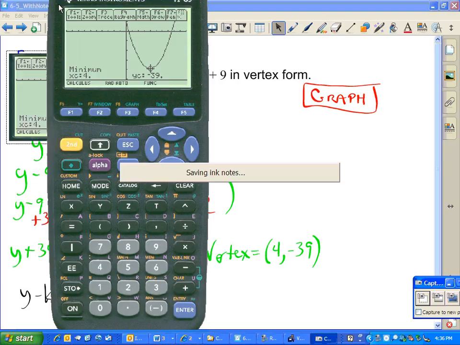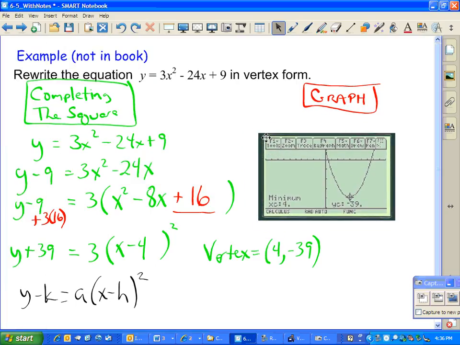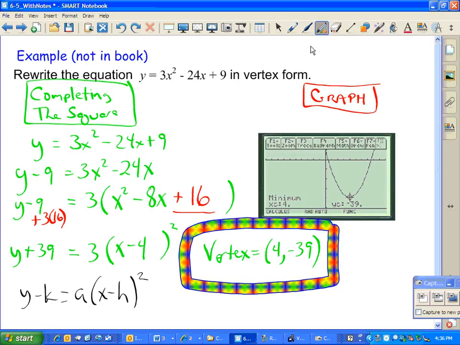So, two methods here, either using a graph or using completing the square. Both give us a vertex at 4 and negative 39. Good work once more, and we're done with that.